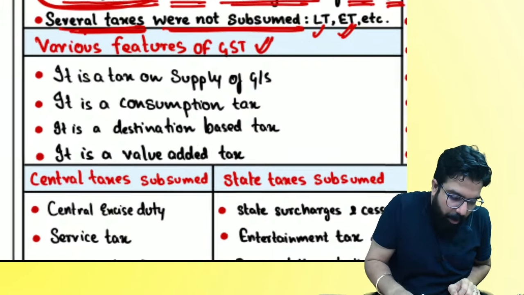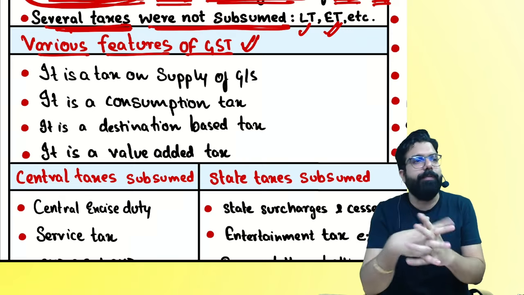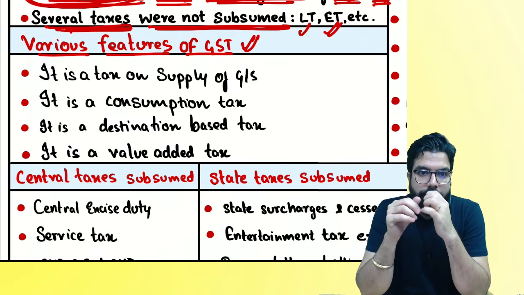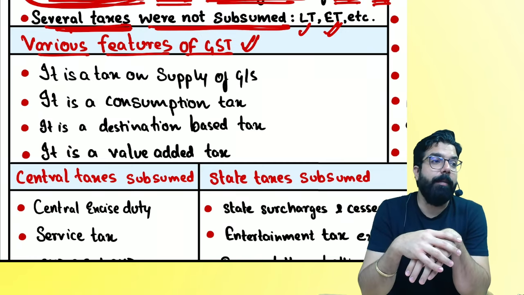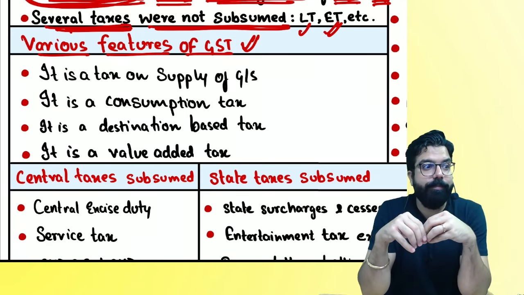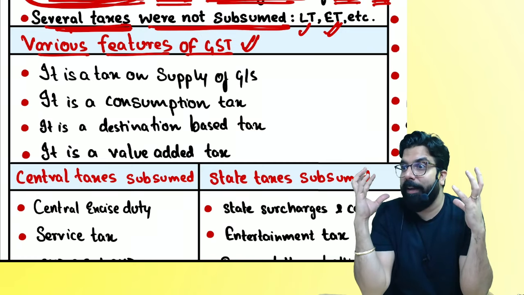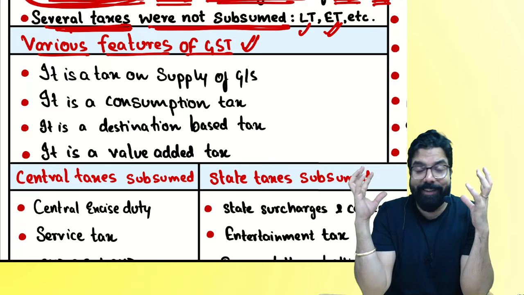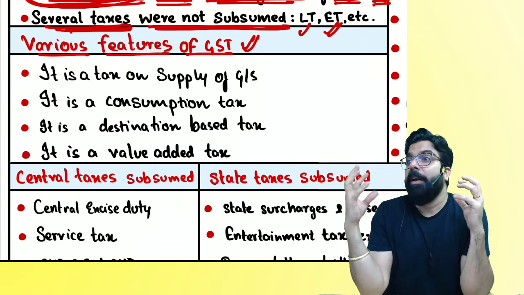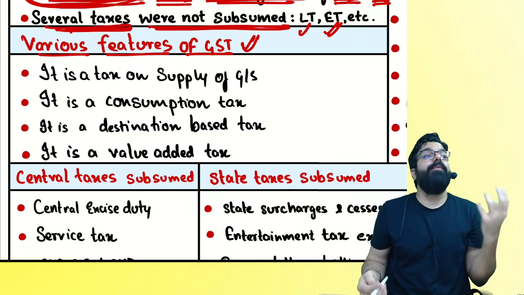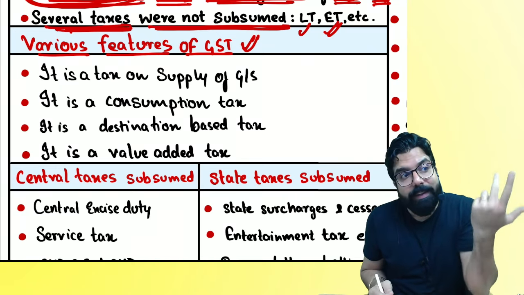Next. Now, what are the various features of GST? Can you tell me what is meant by the various features of GST? How it works, okay? Can you tell me what my features are? I have two eyes, one nose, one mouth, two ears. Yes, no, yes? What I'm telling you is, like how we have features, what are the features of GST?